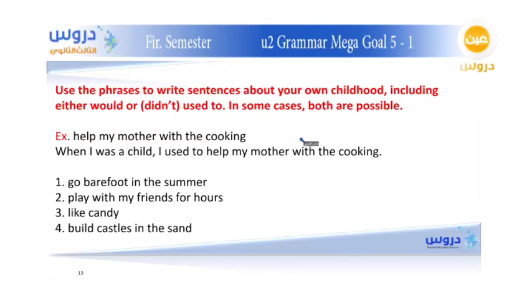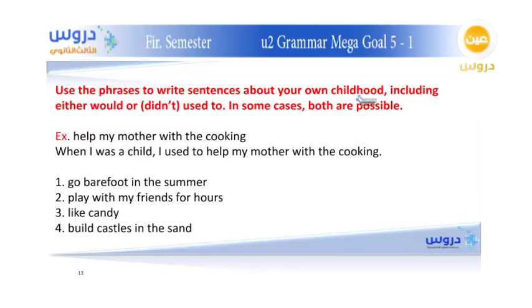It's about using the phrase to write sentences about your own childhood, including either would or didn't used to. In some cases, both are possible. For example, if you see this phrase, help my mother with the cooking, you can add, when I was a child, I used to help my mother with the cooking.